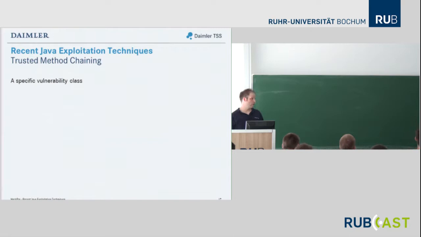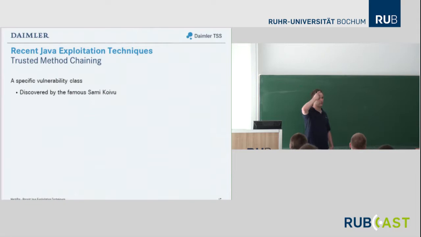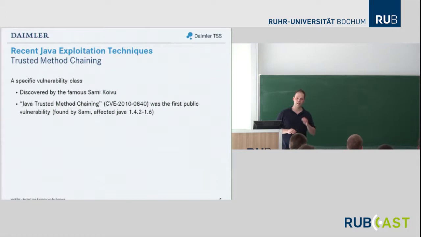Okay, trusted method chaining. Trusted method chaining is a specific vulnerability class, and I think also an exploitation technique. This technique was discovered by Sami Koivu. He's from Finland, and he's working with Oracle currently. So he's trying to get all the bugs out of Java, and I think it's a pretty tough job currently. And I'm pretty sure that he will work with Adam a lot from Security Explorations currently, because he does find so many bugs. Trusted method chaining was, let's say, shown in the first public exploit in CVE-2010-0840.